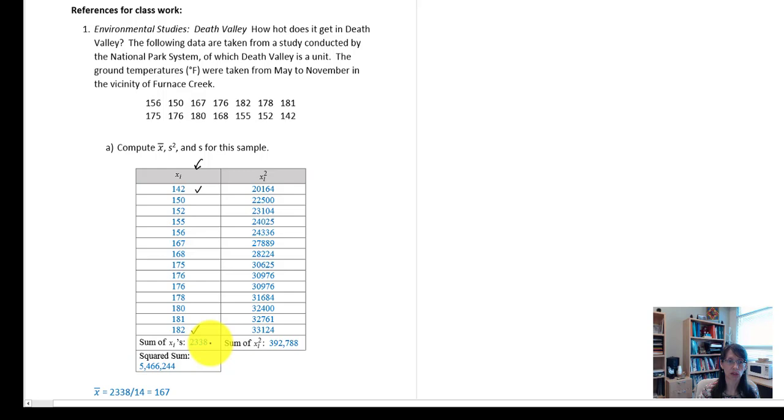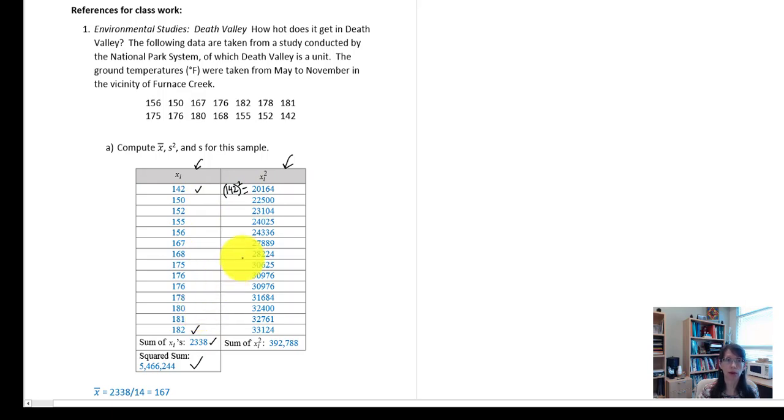2,338 is the sum of the x values. When we square 2,338, we have 5,466,244. That is our squared sum. In our next column, that's reserved for the x squares. Remember from the previous video, we are taking our x value and squaring it. So in this case, 142 will be squared, and that equals 20,164. And then each measurement is found in the same way.